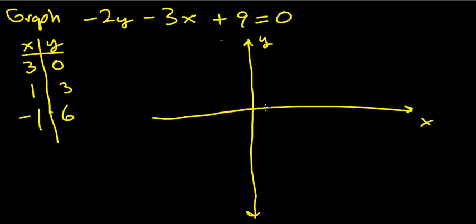When x is 3, y is 0. That's the x-intercept. When x is 1, y is 3. See there. When x is minus 1, y is 6. 1, 2, 3, 4, 5, 6. Puts me up here somewhere. Alright, and it looks like these points are collinear. Doesn't look like I made a mistake here.